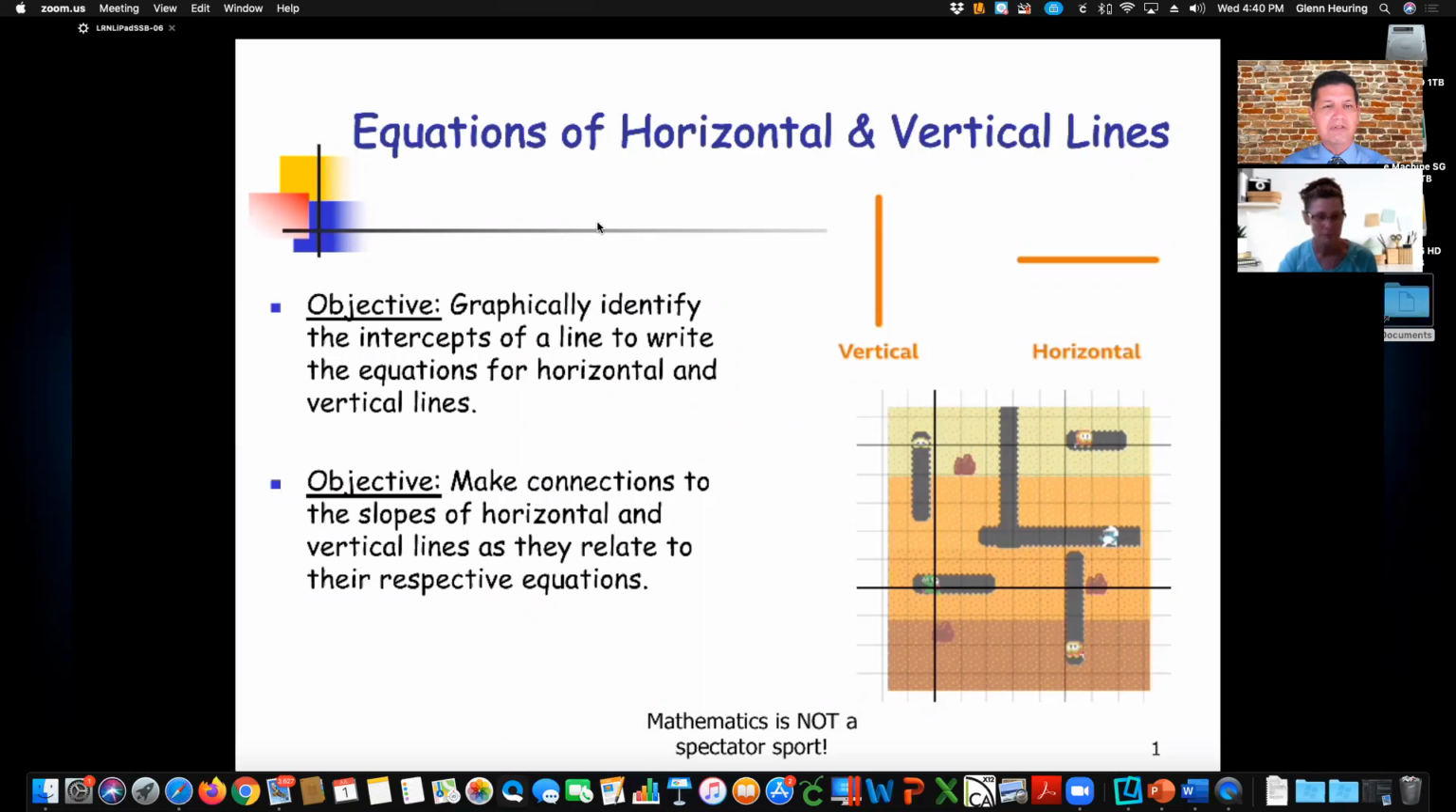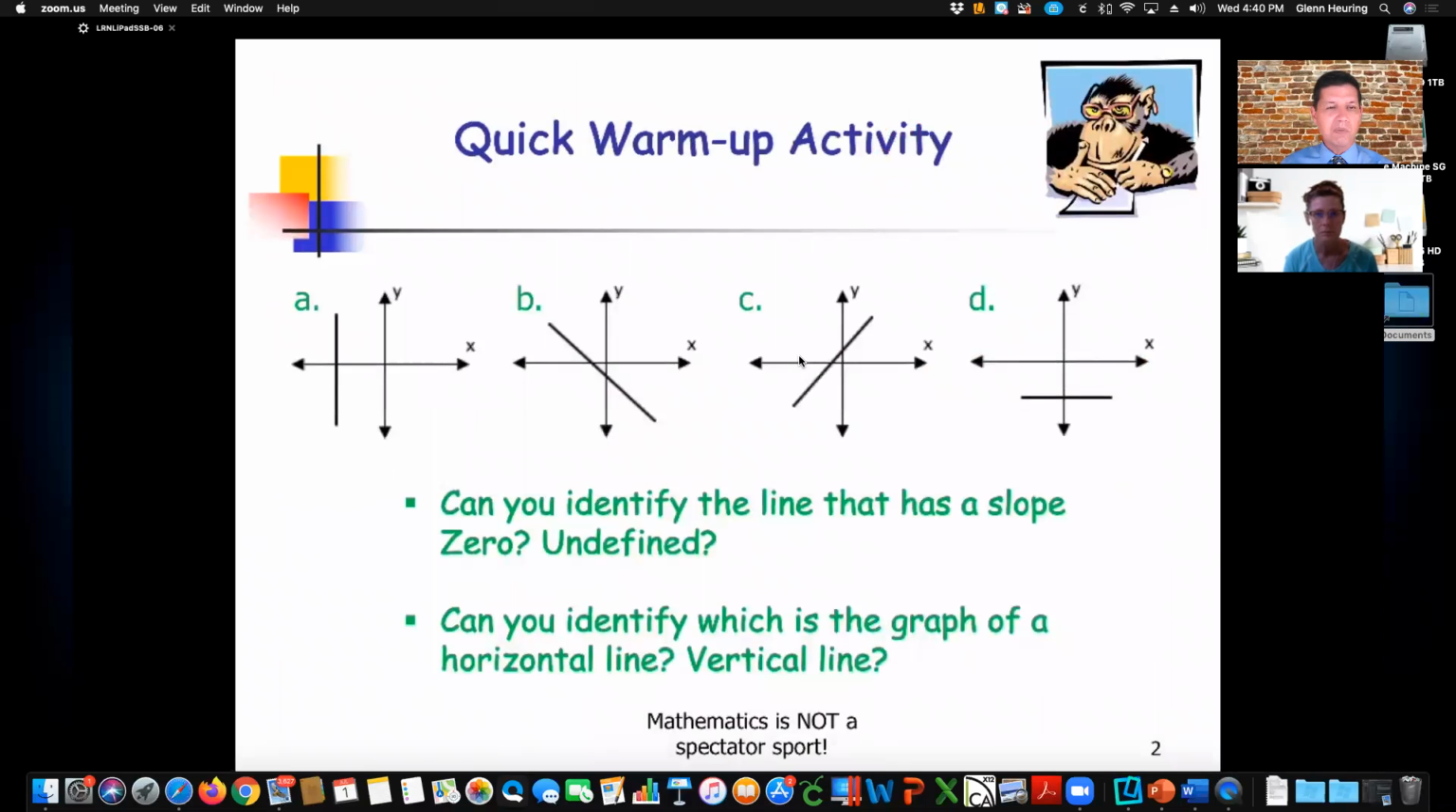All right, so you can see on the screen there, we have two objectives for today. We're going to be graphically identifying the intercepts of lines to help us write the equations to horizontal and vertical lines. We're also going to try to make connections to the slopes of horizontal and vertical lines as they relate to those particular equations.